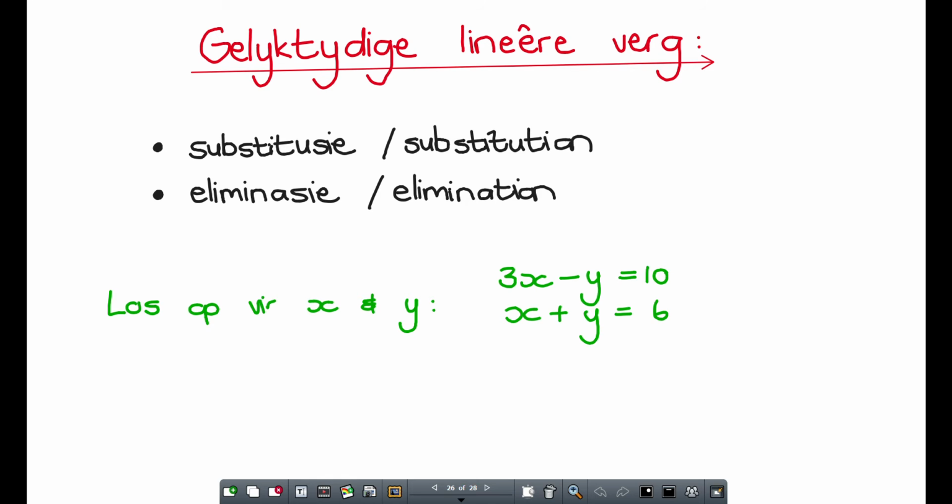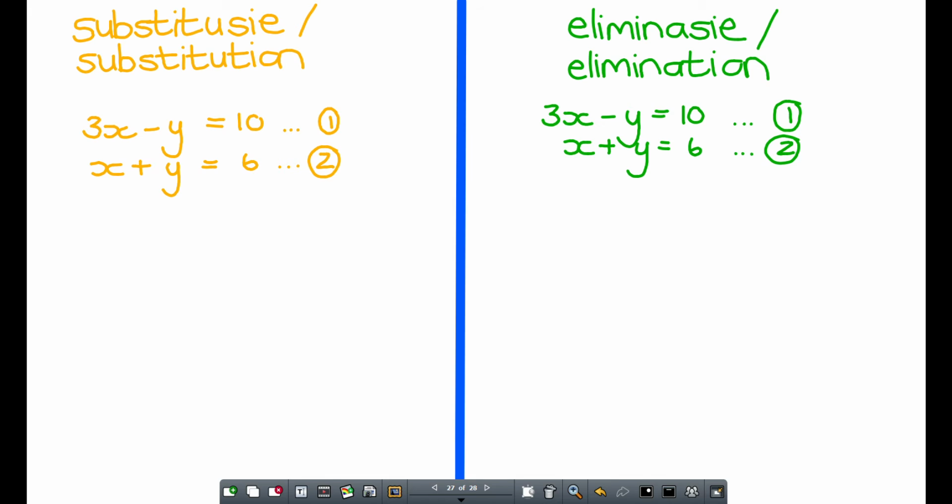Ek wil net vinnig hierdie kort video gou vir julle stuur, just to explain the difference between substitution and elimination. It shouldn't be completely new, you did do it last year in grade 9 as well, so I'll quickly run through. This is where we ended yesterday. Goed, so ons gaan 'n substitusie doen en eliminasie doen. But both of those we can do on this one, where we've got to solve x and y, and that is our two equations.